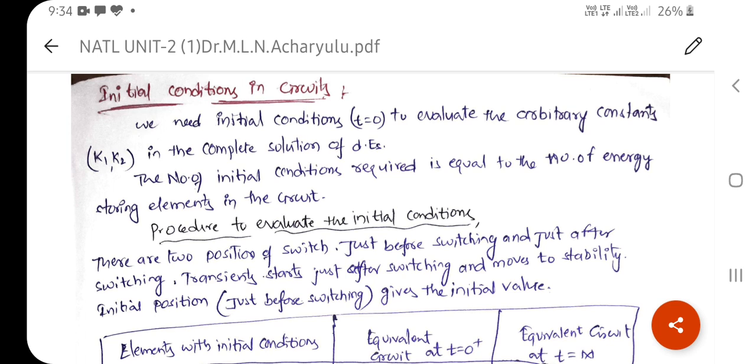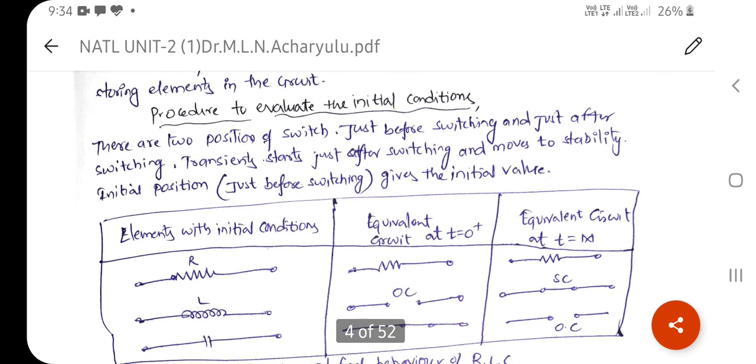What are the energy storing elements? I already told you in the previous lectures. Again, the energy storing elements generally used are the inductor and the capacitor. Therefore, for the procedure to evaluate the initial conditions, there are two positions of the switch.